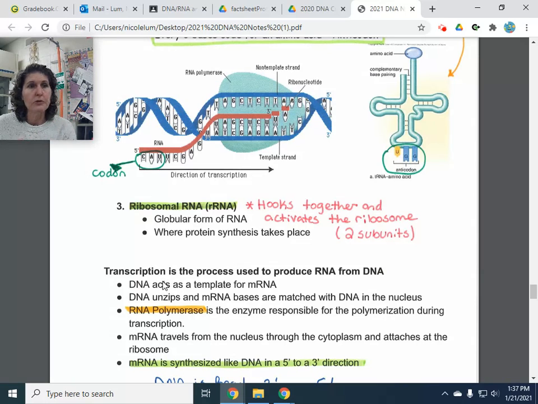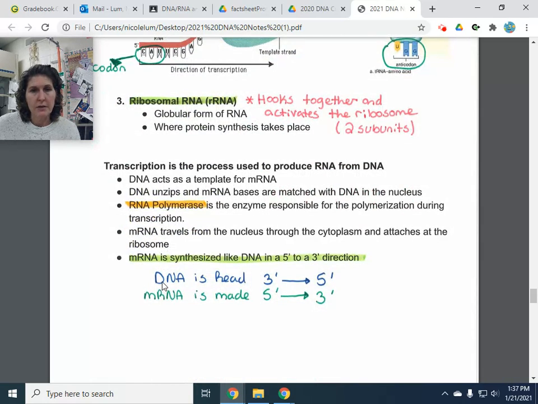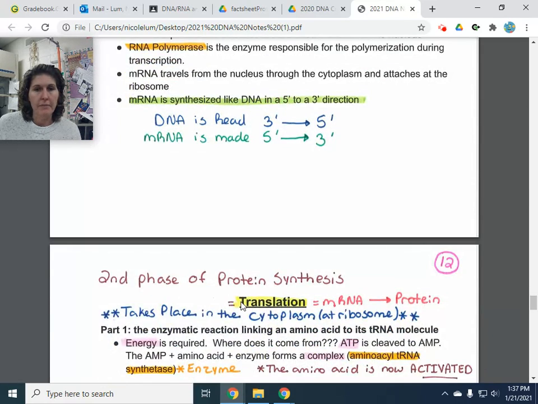It goes through one of those little nuclear pores, since DNA is too big to get through. It's then going to go out into the cytoplasm and hook up to a ribosome. That's where the second part is going to take place for us. So, just like we said before, messenger RNA is synthesized just like DNA. The old DNA is read 3' to 5', and messenger RNA is made 5' to 3'.